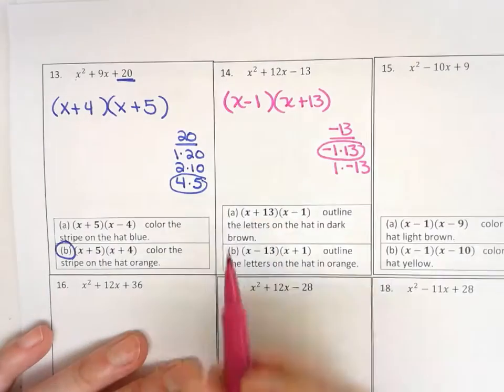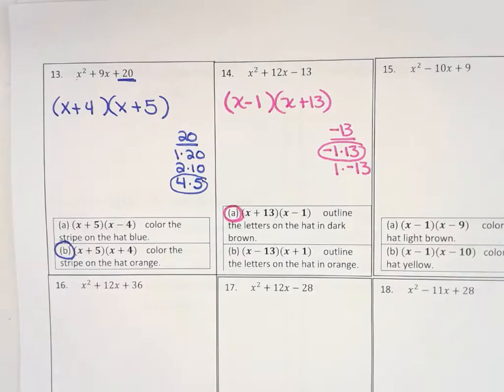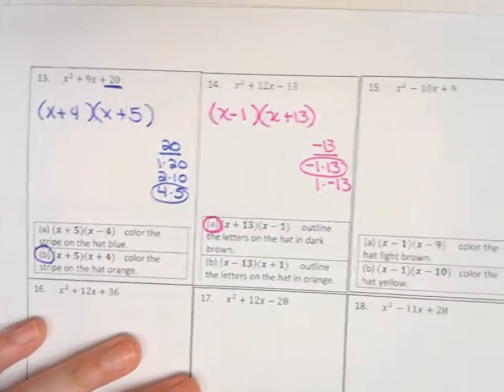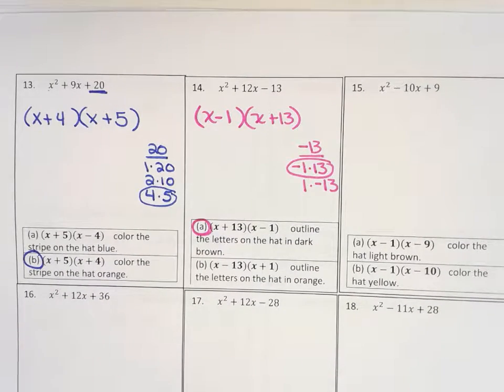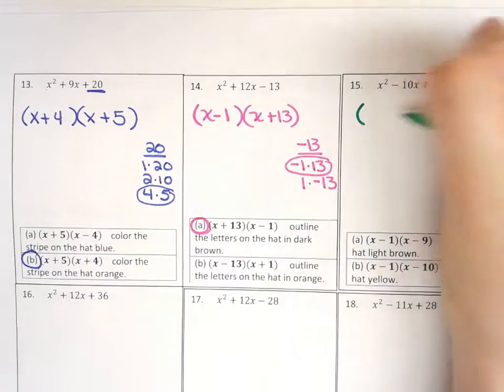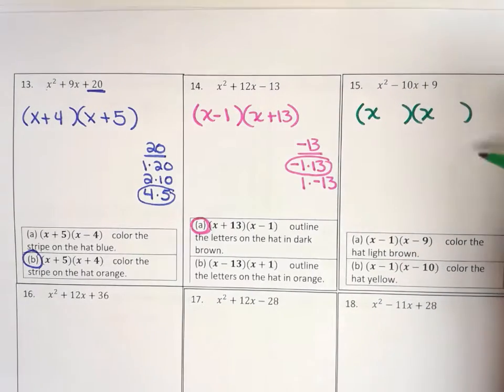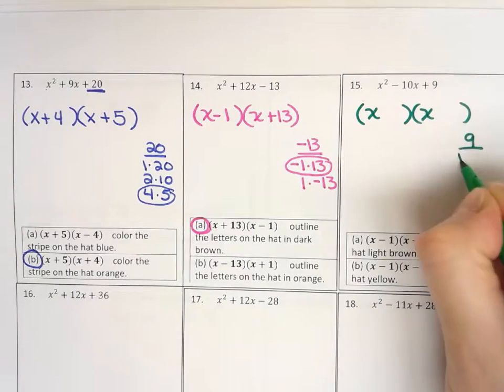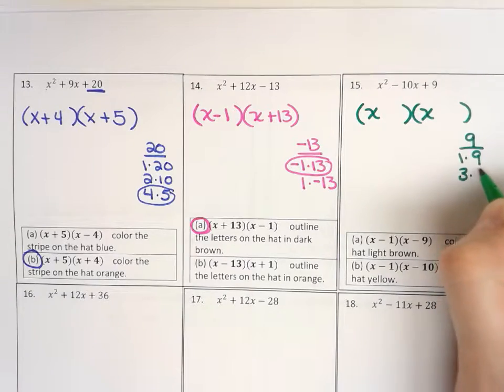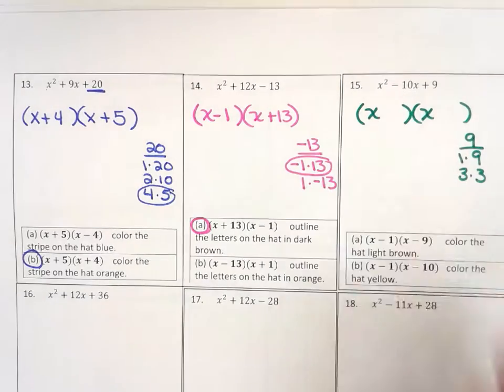Which means it is answering or matching up with answer choice A. And the last one I'm doing on this page is number 15. We're doing the same method. Both of my parentheses can start with their x's. And I'm listing the factors of a positive 9. So 1 times 9 or 3 times 3, but neither one of those add to give us negative 10.